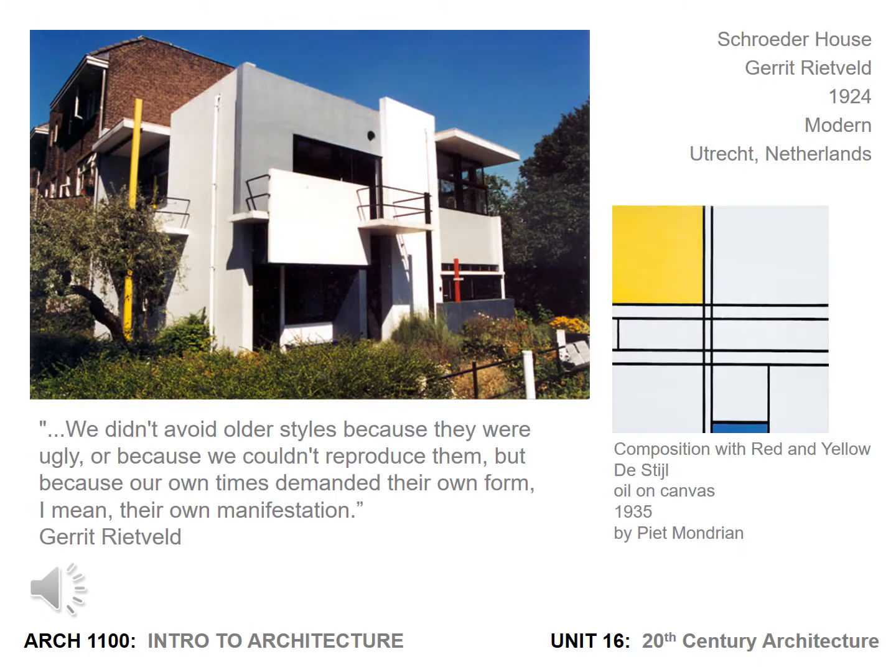Another building directly associated with an artistic movement is that of the Schroeder House, designed by the architect Gerrit Rietveld in 1924, located in Utrecht in the Netherlands. This building is part of the De Stijl movement, which means the style. The most famous De Stijl artist is Piet Mondrian. You can see one of Mondrian's works on the right.